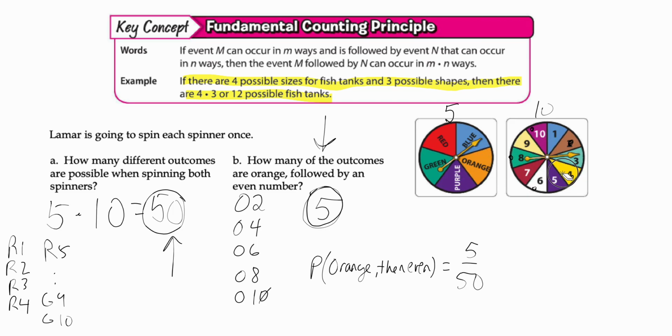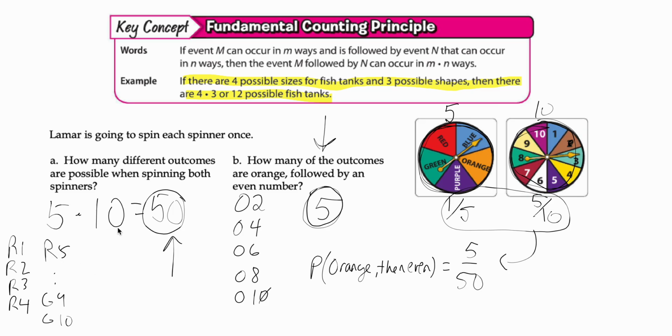So how can I get that 5 out of 50 number without actually having to write out all of the different outcomes? Well, that's where each individual spinner comes into play. If I was interested in an orange and an even number, how many different sections on this spinner were orange? That would just be 1 out of 5. If I needed to follow that orange with an even number, how many even numbers were there on here? Well, 2, 4, 6, 8, 10. There's 5 even numbers out of a total of 10. You can see then how we get from these 2 fractions to that fraction.